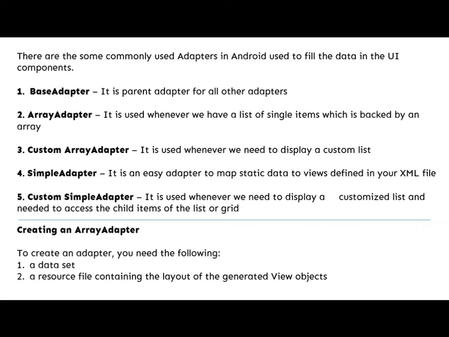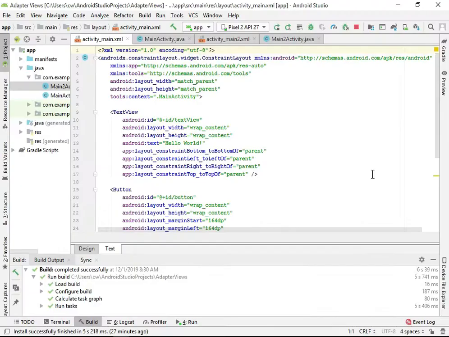To create an adapter, we need a data set and a resource file containing the layout of the generated view objects. Now let's implement it in our program.